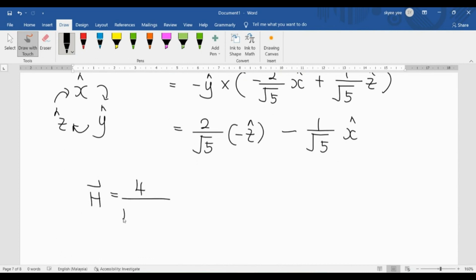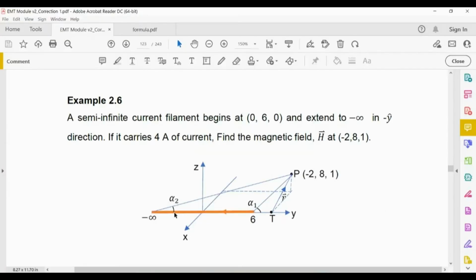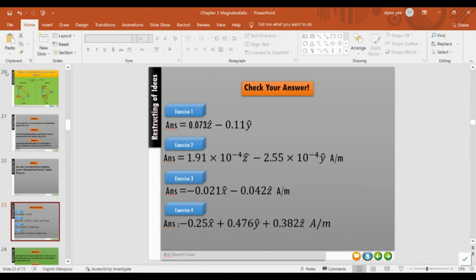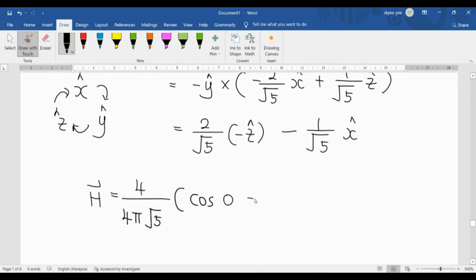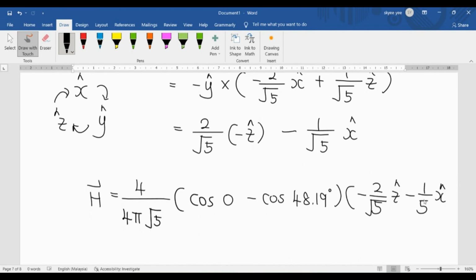You can put it here: 4 ampere over 4 pi square root 5, and this is cos 0, the alpha 2. Alpha 2 is 0. Minus cos 48.19, and multiply with this one: negative 2 over 5 square root 5 z minus 1 over 5 x.